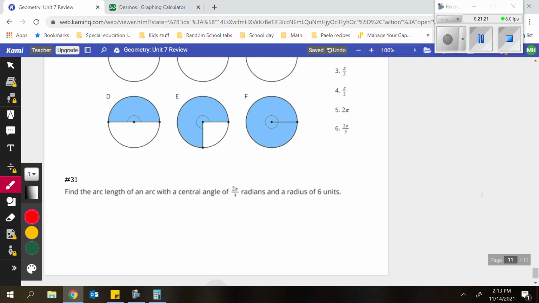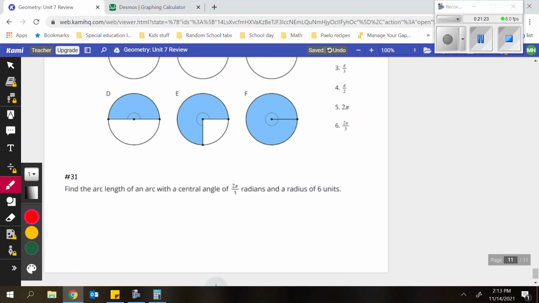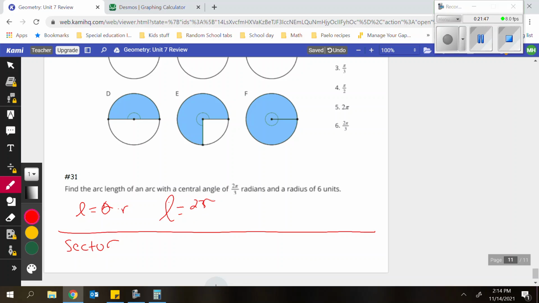Right. Next one I want to do says find the arc length with a central angle of 2/3 pi radians and a radius of 6 units. I'm also going to do the area of the sector, just to practice. If you haven't tried this one, please pause the video and then play it. So again, arc length is the angle times the radius. So you are doing 2/3 pi times 6. 2 times 6 is 12. 12 divided by 3 is 4 pi.